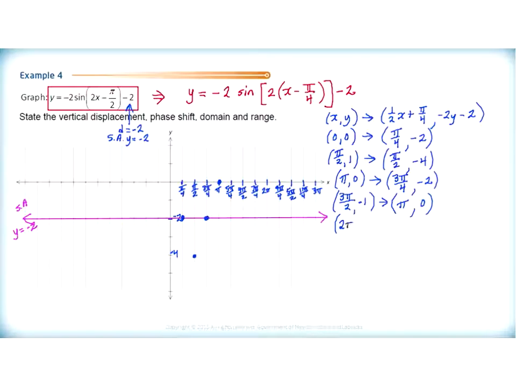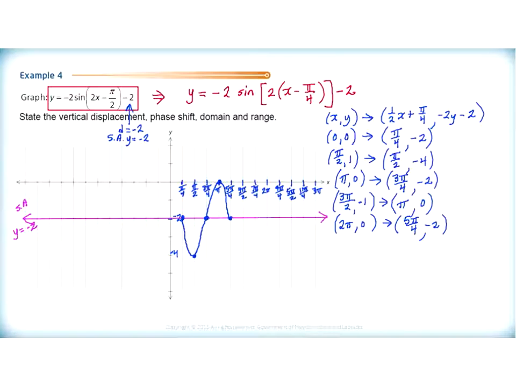And then the last point that we substitute in is (2pi, 0). Half of 2 pi is pi, which is the same as 4 pi over 4, plus pi over 4 is 5 pi over 4, and the y value will equal -2. So this represents one cycle of the new transformed graph.